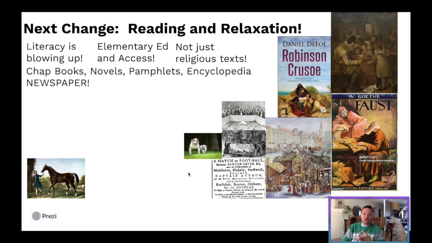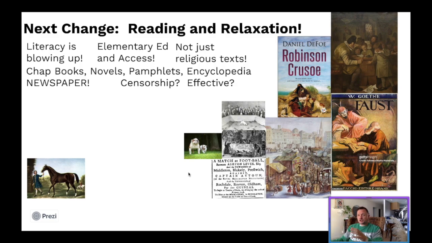You're reading things like chapbooks, novels, pamphlets, the encyclopedia, and newspapers are beginning to become a popular thing that is spreading very, very quickly. The very first newspaper to ever actually pop up was in Austria, and it was called the Wiener Zeitung, which actually means the Vienna newspaper, right? And these chapbooks, which are really small, pamphlet-style books, might contain stories, fiction. Novels are becoming really big. Pamphlets are spreading a lot of different ideas and a lot of political ideas.